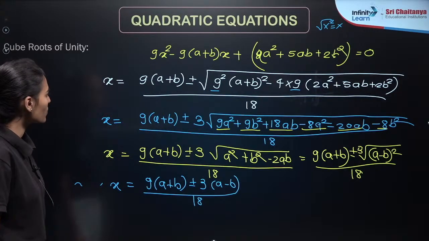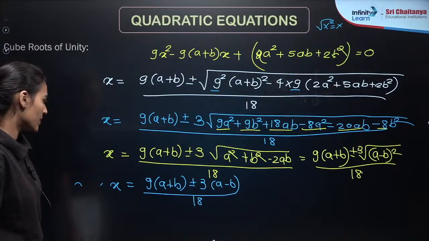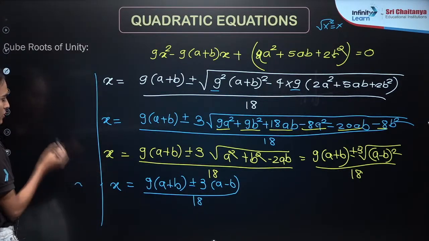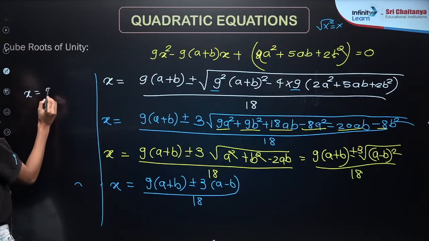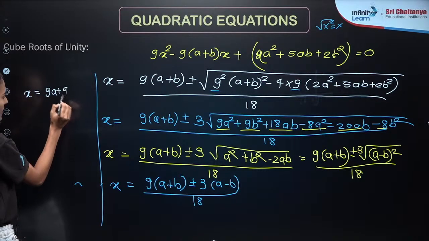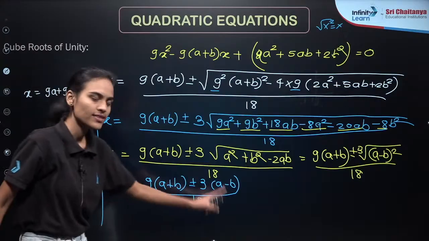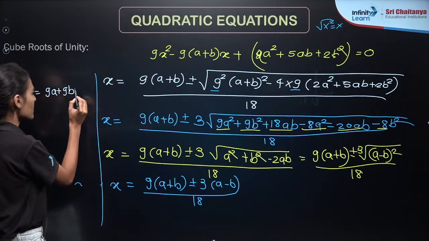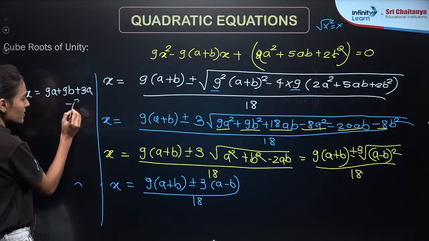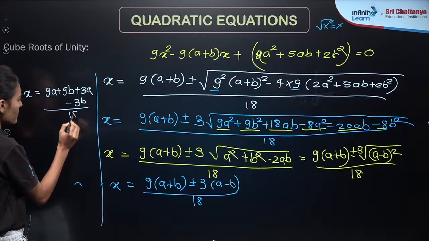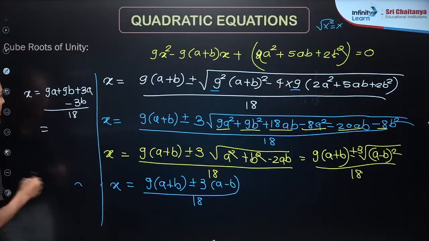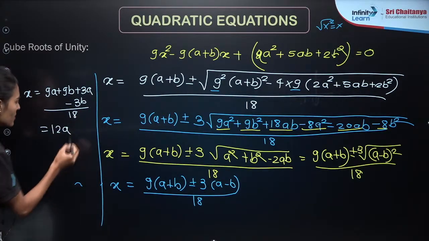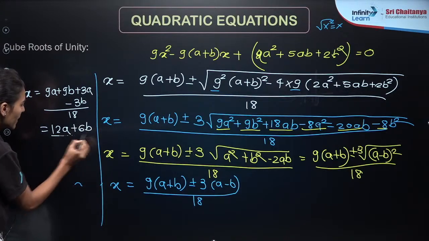So your two roots will be what? Solve for your two roots. So first root, take addition. So you will get x as 9a plus 9b, next with plus sign, okay? 9 times (a plus b) plus 3 times (a minus b). So it will be plus 3a minus 3b, whole divided by 18. So this is 9a plus 3a means 12a, and 9b minus 3b means plus 6b, whole divided by 18.